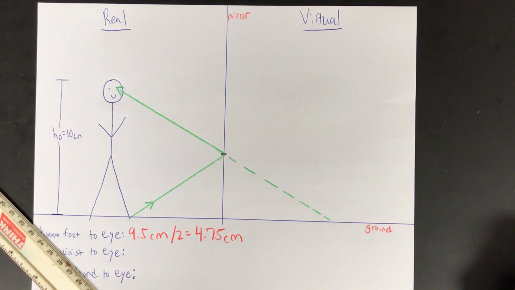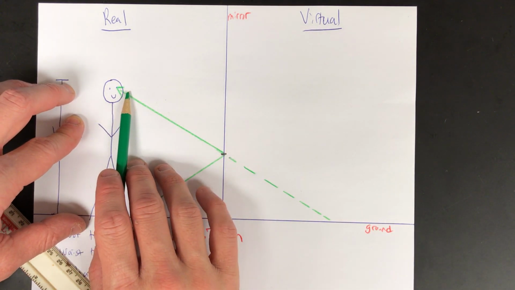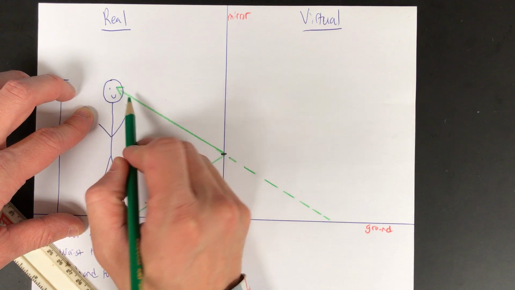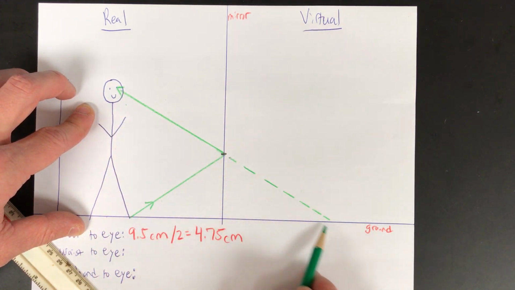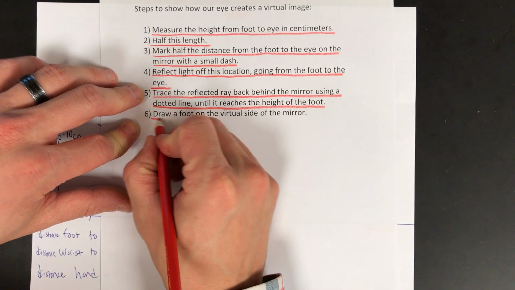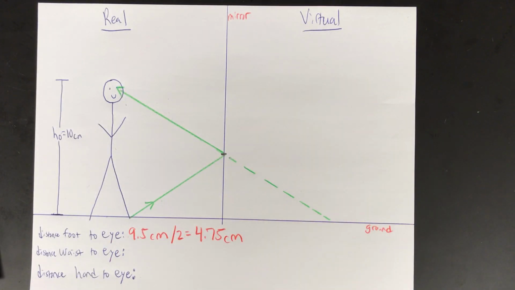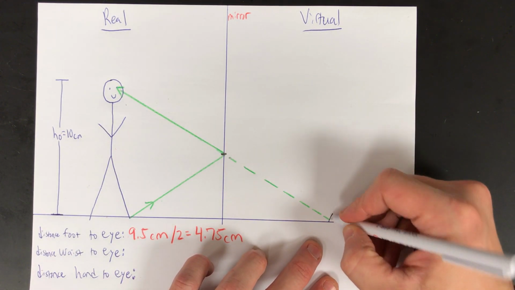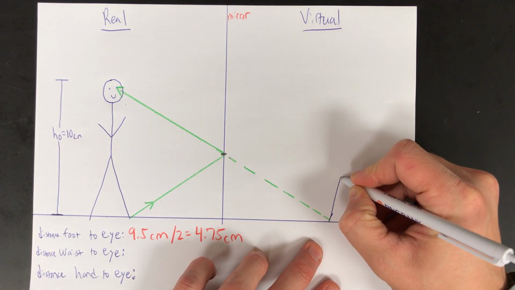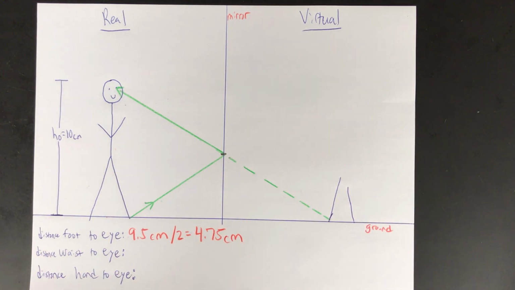The thing is, our mind thinks the light came from behind the mirror because our mind thinks that light goes in a straight line. So this reflected ray, our mind thinks it came from back here. And then, because it thinks it came from back there, we could do step 6, draw a foot on the virtual side of the mirror. Alright, so yeah, we could do that with pen, because I drew his image with his object with pen. And yeah, I'll start kind of drawing a foot right there and start creating his image there.